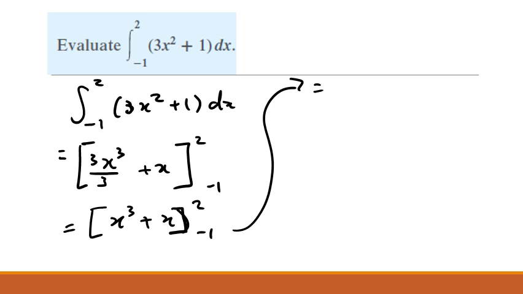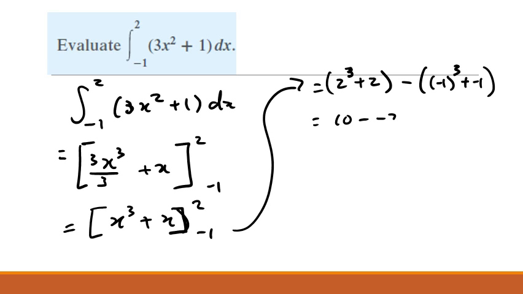We're going to sub in 2 first. So we get 2 cubed plus 2. Then you're going to subtract the other one where you sub in -1. -1 cubed plus -1. Like so. So that's a 10 minus -2, so it gives you 12. So that's the area underneath. Okay? Is that fairly straightforward? You integrate it and then you sub the numbers in. Nothing too difficult.